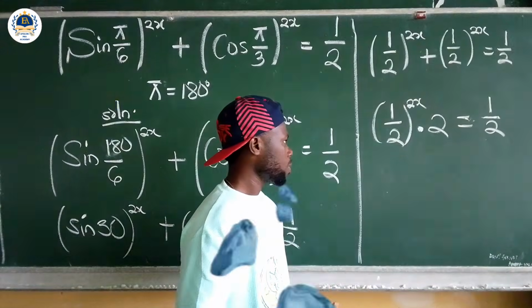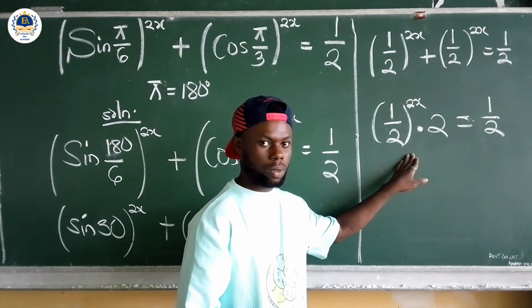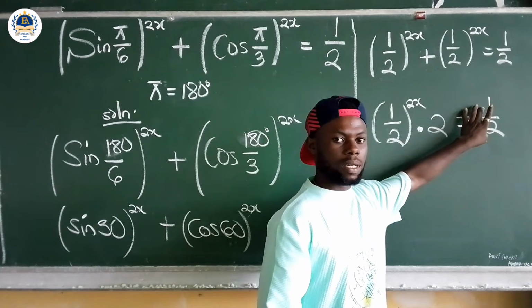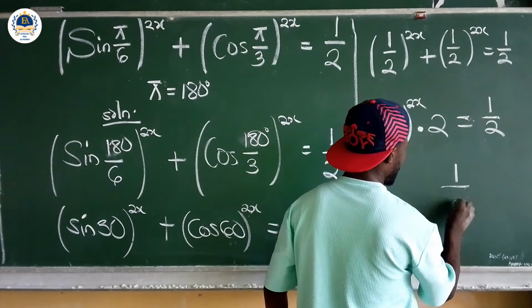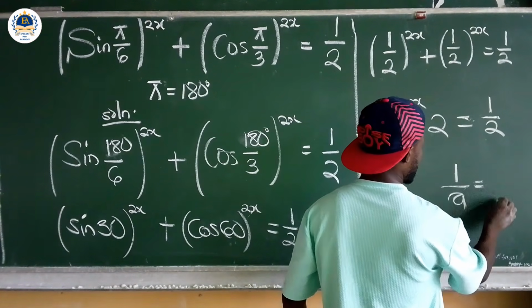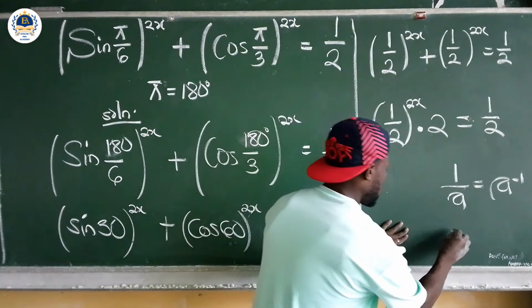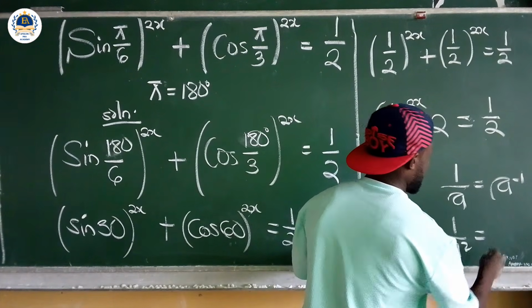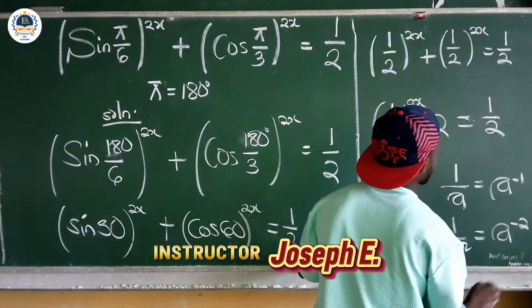From this point, we can now divide the two sides of the equations by 2. But before doing that, let us convert this person into their index form. Negative power law of indices states that if we have 1 over a, the result is a raised to the power of minus 1. If we have 1 over a squared, the result becomes a raised to the power of minus 2.